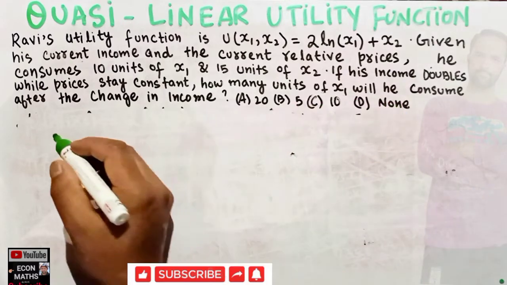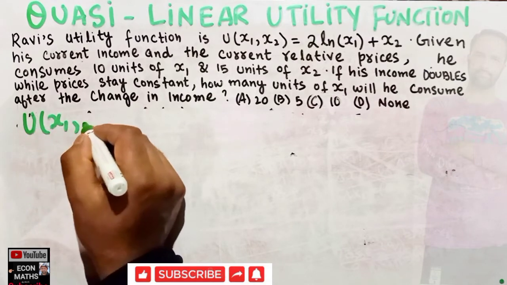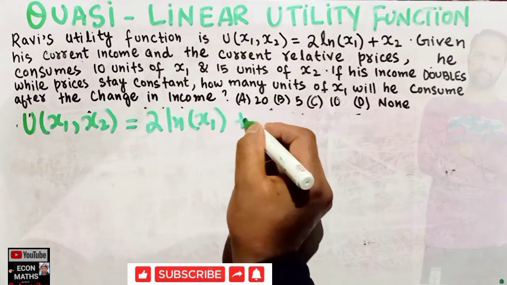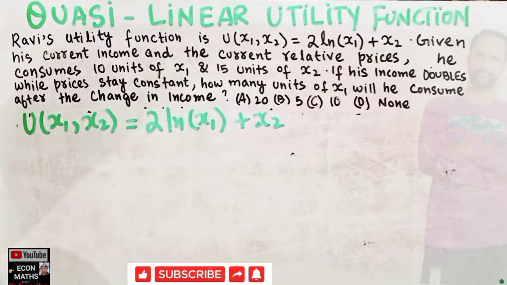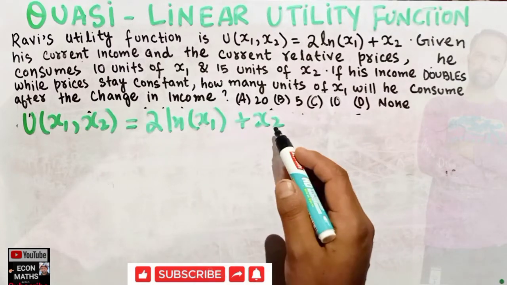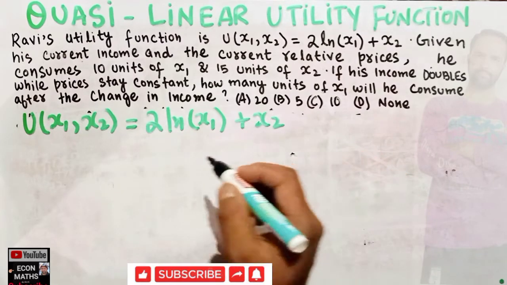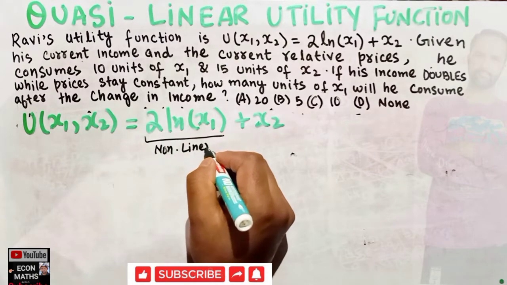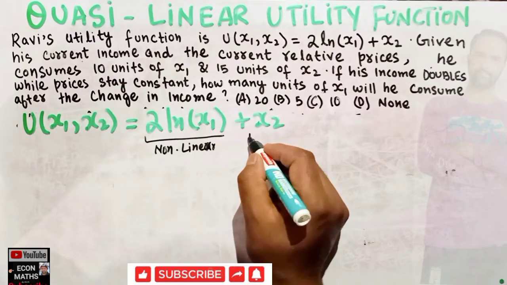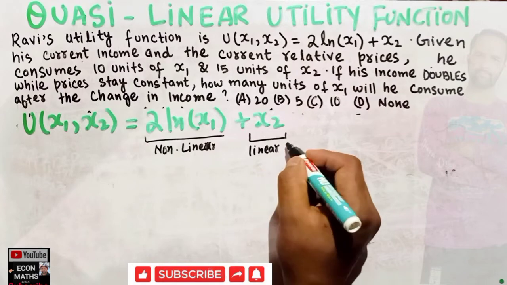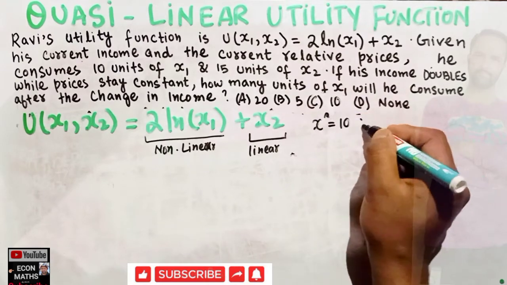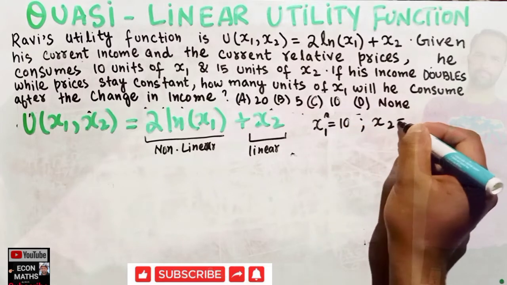So what are we being given? We are being given the utility function u(x1, x2) = 2 ln x1 + x2, in which the consumer is consuming good x1 and good x2. This is a quasi-linear utility function. That means it is non-linear in good x1 and linear in good x2. We are told he is consuming 10 units of good x1 and 15 units of good x2.